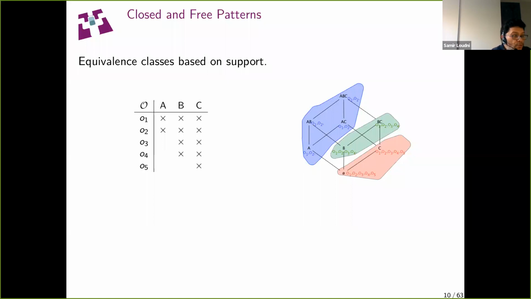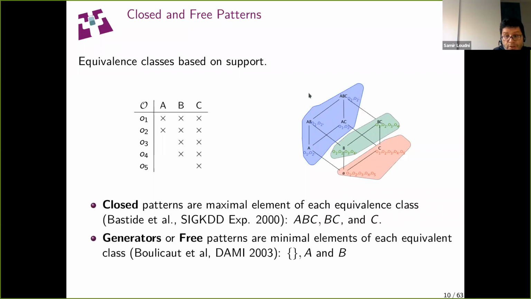Okay, so closed item sets are those that do not have any superset with the same frequency. So they represent the maximum item set within equivalence classes. For example, if we take the following 3 equivalence classes, in the first equivalence class, we have ABC as the closed item set.